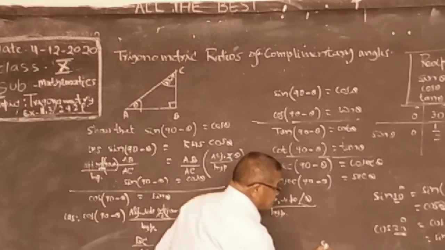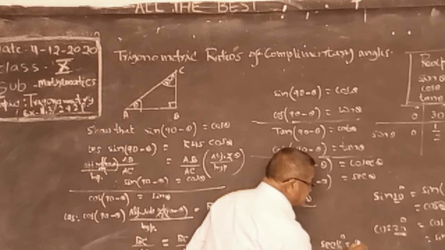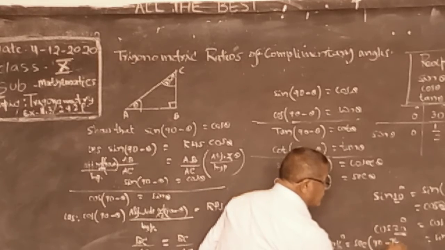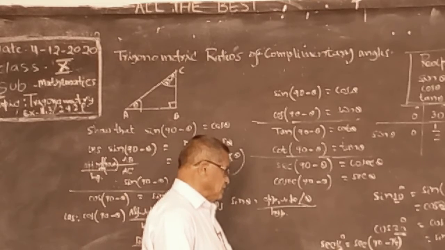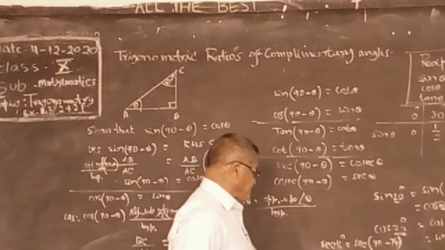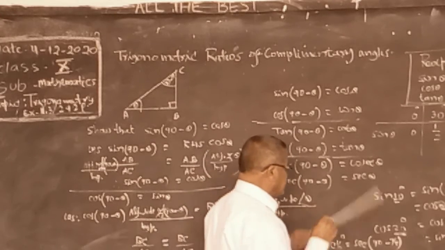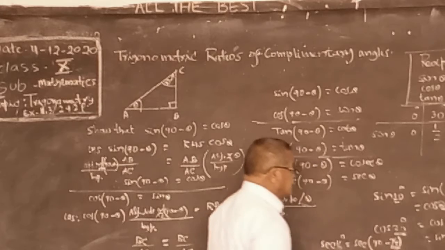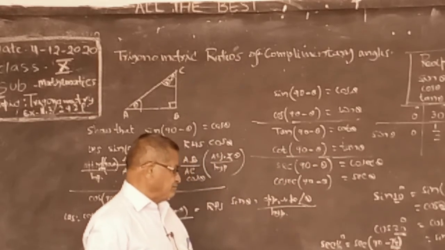Suppose I ask sec 16 degrees is equal to, how to write sec 16? 90 minus 74 is 16. 16 plus 74 is 90. According to the formula, sec 90 minus theta is cosec theta. So cosec 74, in place of theta there is 74. So 16 and 74 both add to 90.